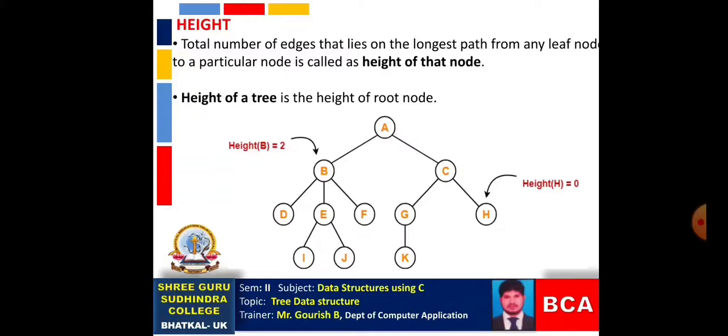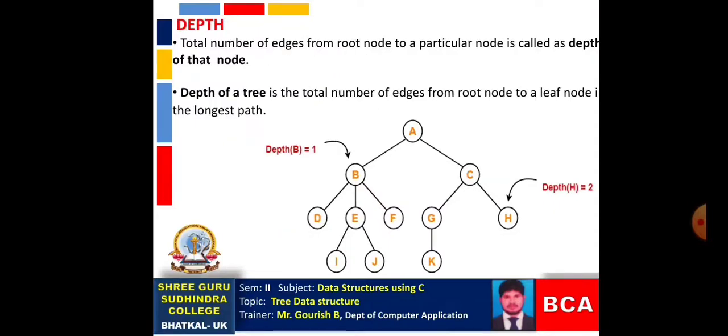Next, height of H is 0 because that is a leaf node. There are no edges from the leaf node, it is only the leaf node. So for height we count from the leaf node to that particular node, whereas for depth we count from the root node to that particular node.